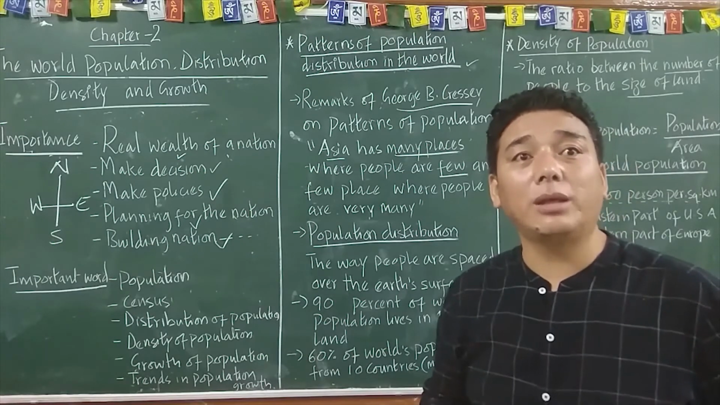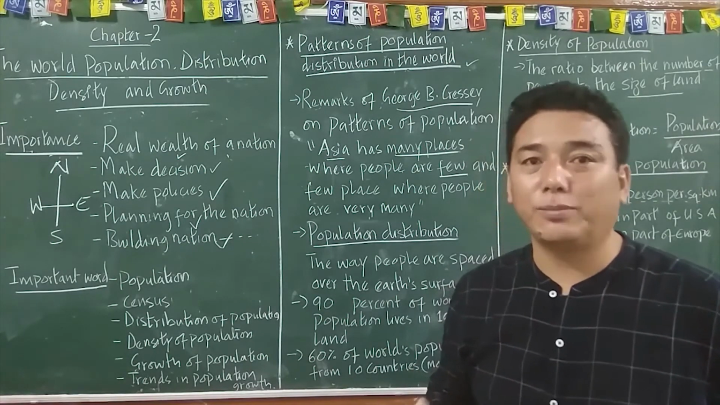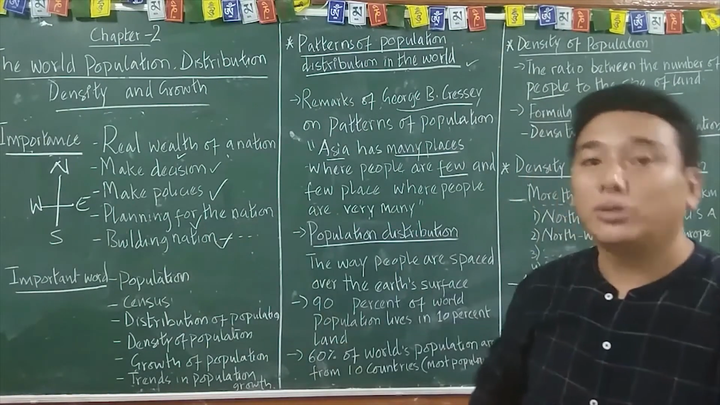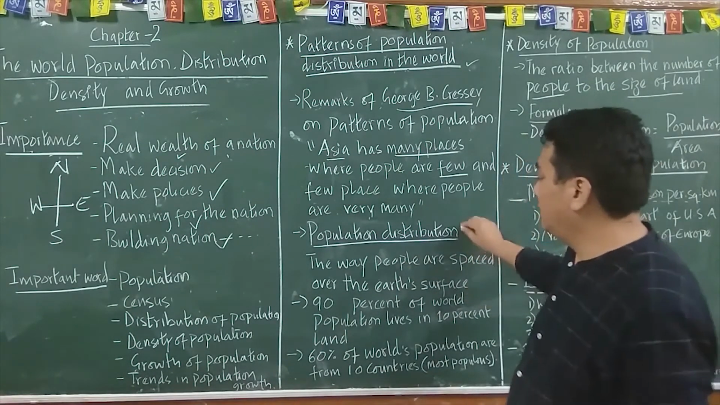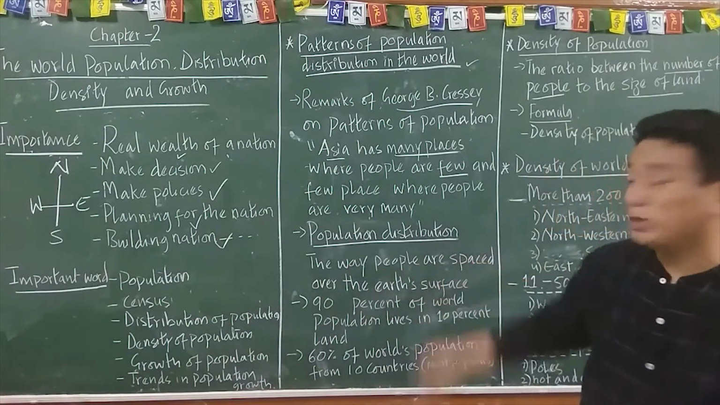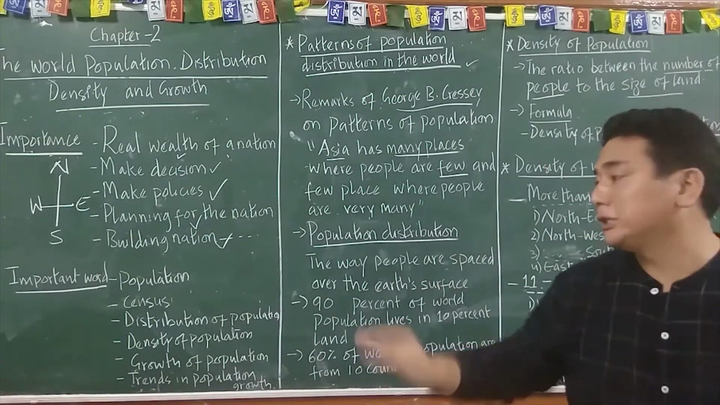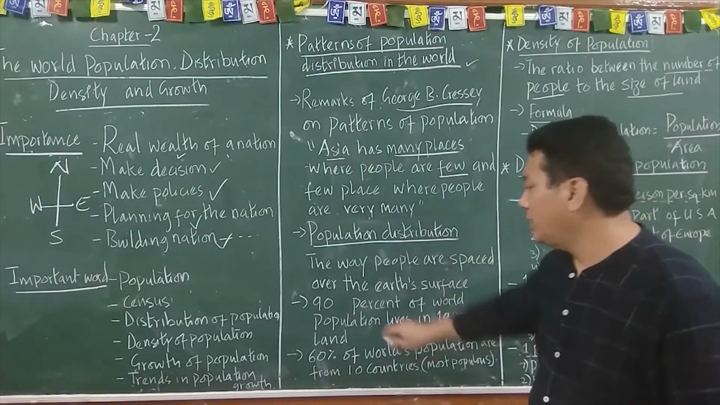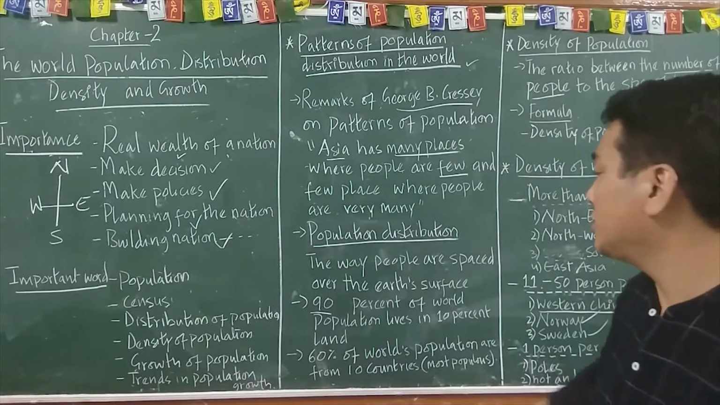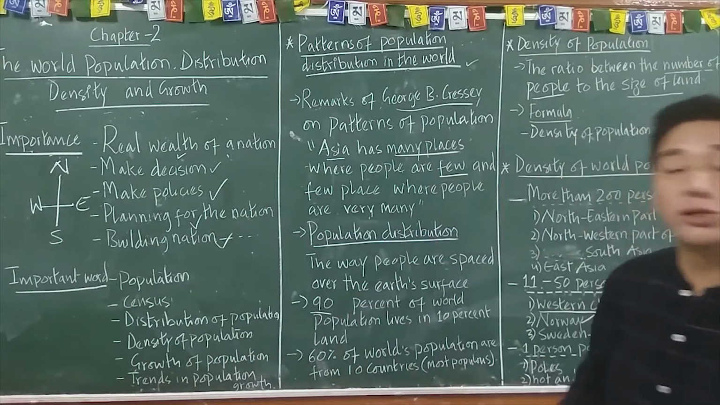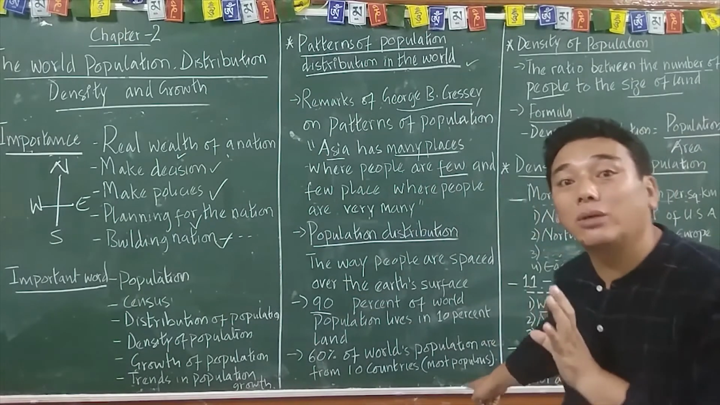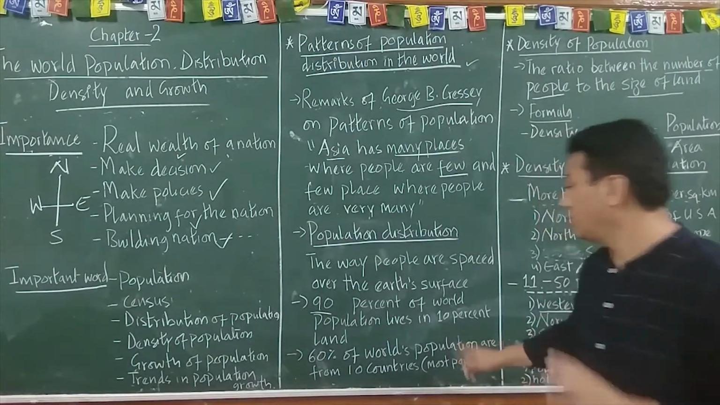The pattern of distribution of population. Population distribution means the way people are spaced or spread over the Earth's surface. Ninety percent of the world's population lives on just 10% of the land.